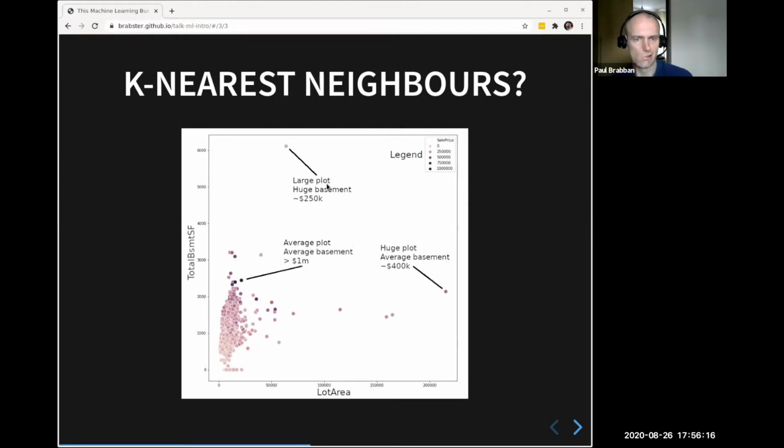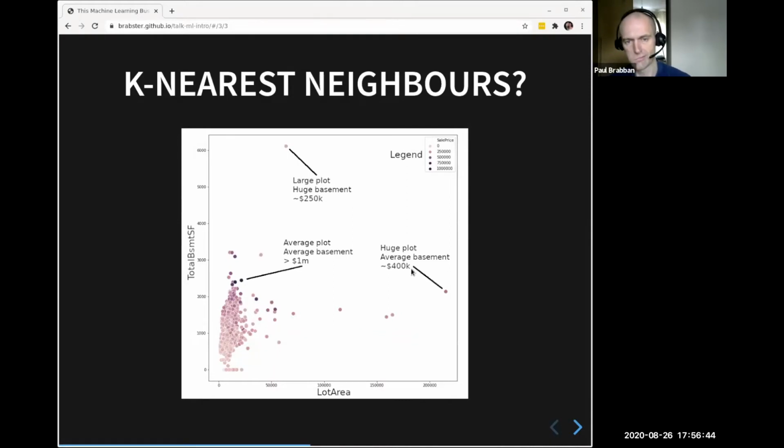I've called out a few as examples. At the top, we've got a large plot with a huge basement. It's worth about $250,000. Over to the right, it's a huge plot with an average basement. It's worth about $400,000. And this really expensive property, more over to the left, is an average size plot with an average sized basement, but it's worth $1 million or in that sort of ballpark. So that's what data looks like with 2 dimensions, with 2 features being shown.